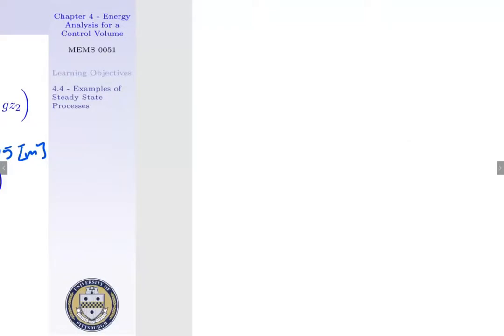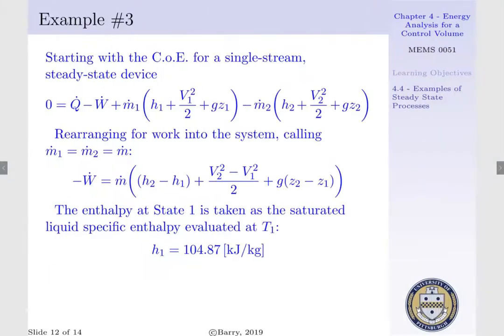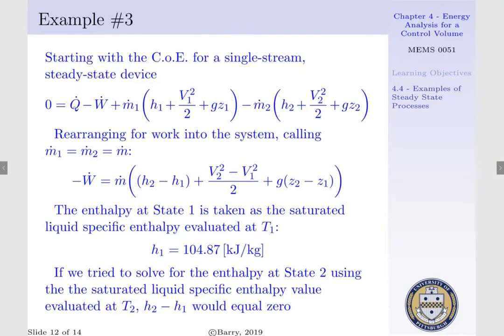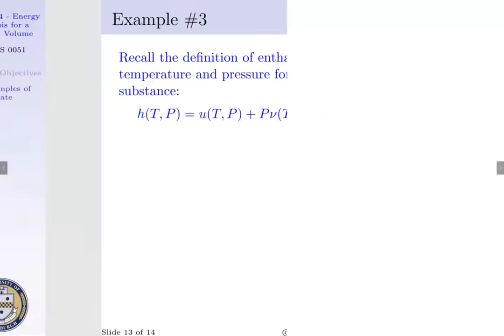Now let's consider the following. Our enthalpy at state 1 can be taken as our saturated liquid specific enthalpy. Thus our enthalpy at state 1 is 104.87 kilojoules per kg. However, if we try to solve our enthalpy at state 2 using our saturated liquid specific enthalpy, we would find h2 would be identically equal to h1, and thus their difference would be equal to 0.